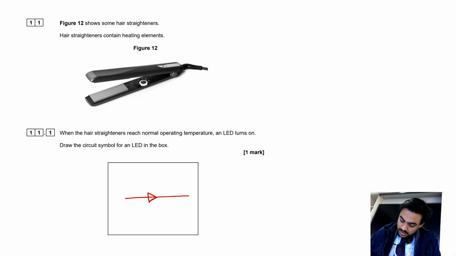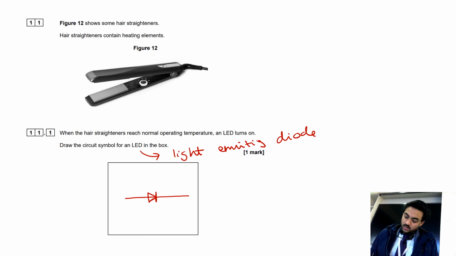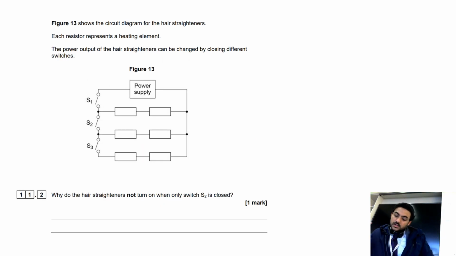With a diode. By the way, an LED stands for light emitting diode. And so that's a diode. And then to show that it's emitting light, you put a circle around it and then you draw two arrows. That's it. Next one.